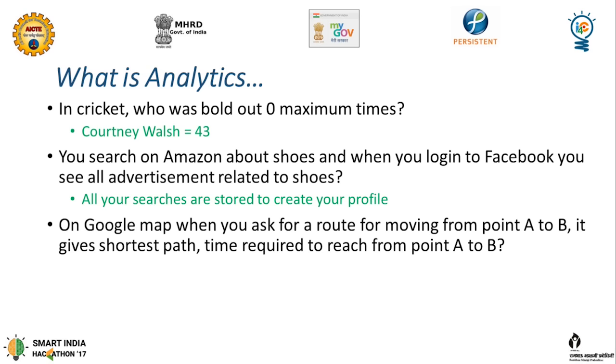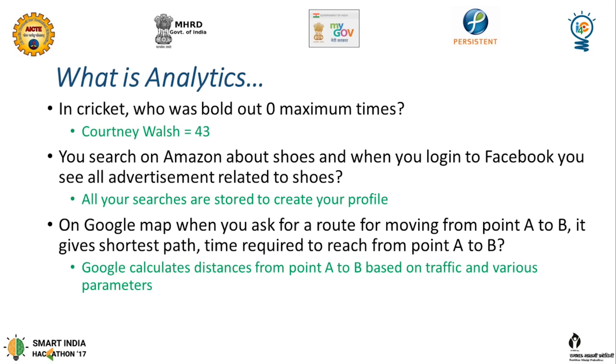On Google Maps, when you ask for a route for moving from point A to B, it gives the shortest path and the time required to reach from point A to B. Do you know why or how it happens? It happens because Google calculates the distance from point A to B based on traffic and various other parameters. How can we get all these things in one place? It's just because of analytics.